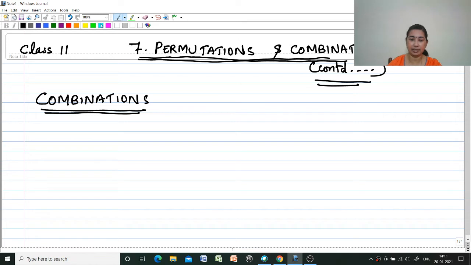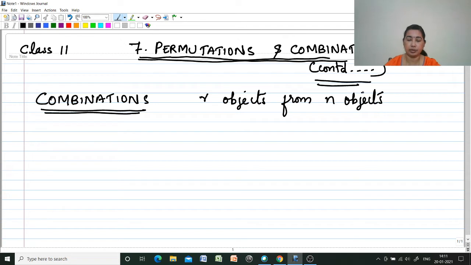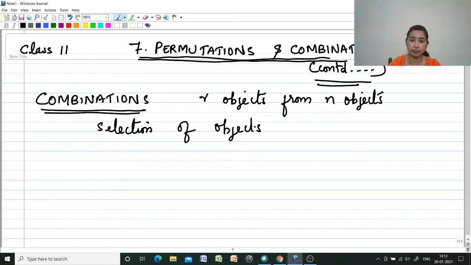Today I am discussing class 11 chapter 7, permutations and combinations. We are moving on to combinations. What do you mean by combination? It is just selection. So selecting 3 objects from 5 objects, or selecting R objects from N objects. So this is merely selection of objects. I'll give you one example.